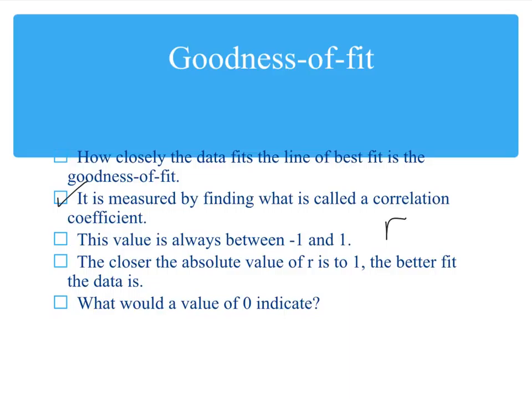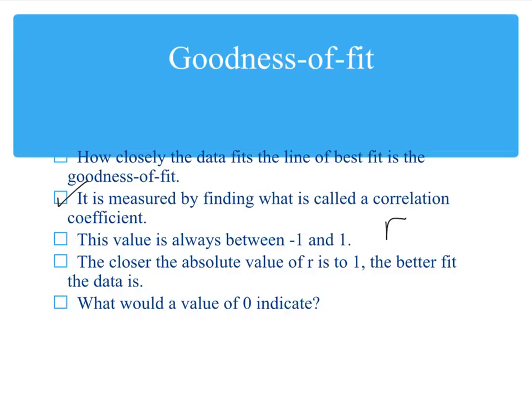The closer the absolute value of R is to 1, the better of a fit this data is to that line. So what do you think a value of 0 would indicate? If you guessed that it would mean that there's hardly any correlation, then you're right. So we want that value to be close to either -1 or close to +1.